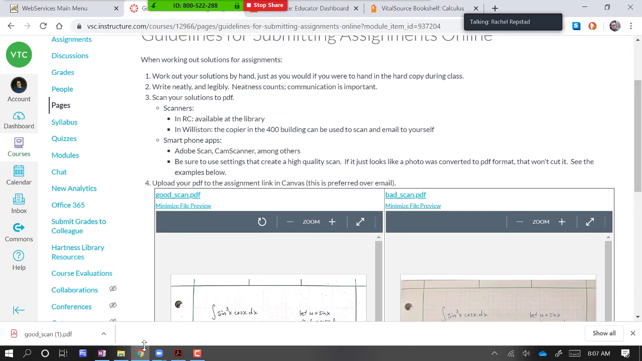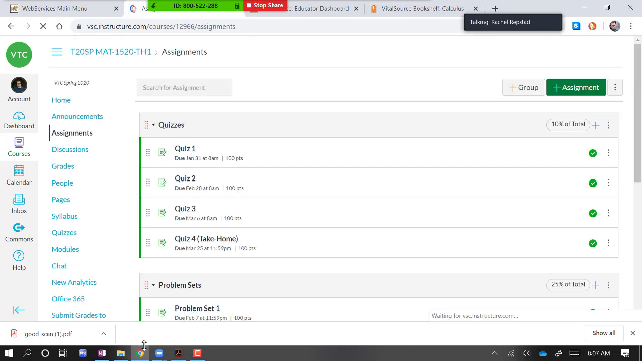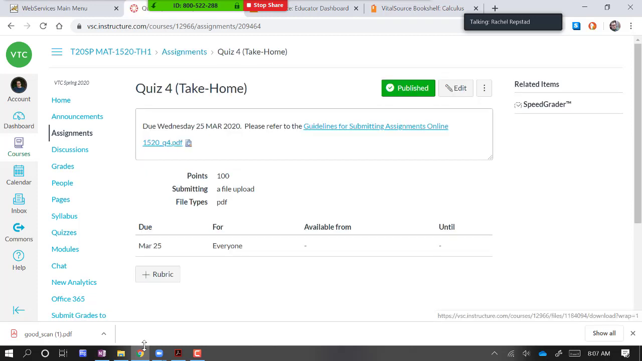And then you can submit on Canvas. So you go to assignments, and I'm in the instructor view here, but when you click on the quiz, in addition to seeing the document, there should be a button where you could say create a submission, and it'll let you upload your PDF. So that's how you'll be turning in your work.